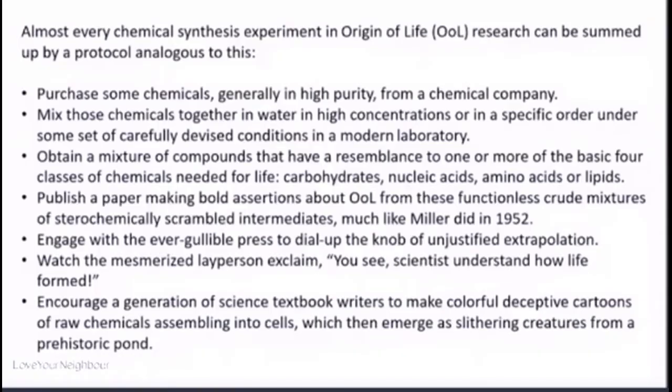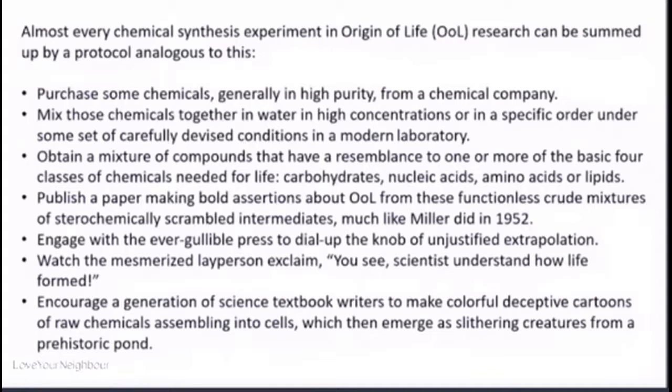So almost every chemical synthesis experiment in origin of life research can be summed up by a protocol analogous to this. The researchers would purchase chemicals from chemical companies, generally in high purity. They mix those chemicals together in water at high concentrations or in a specific order with some set of carefully devised conditions. They'll obtain a mixture of compounds that have a resemblance to one or more of the basic 4 classes of chemicals needed for life.